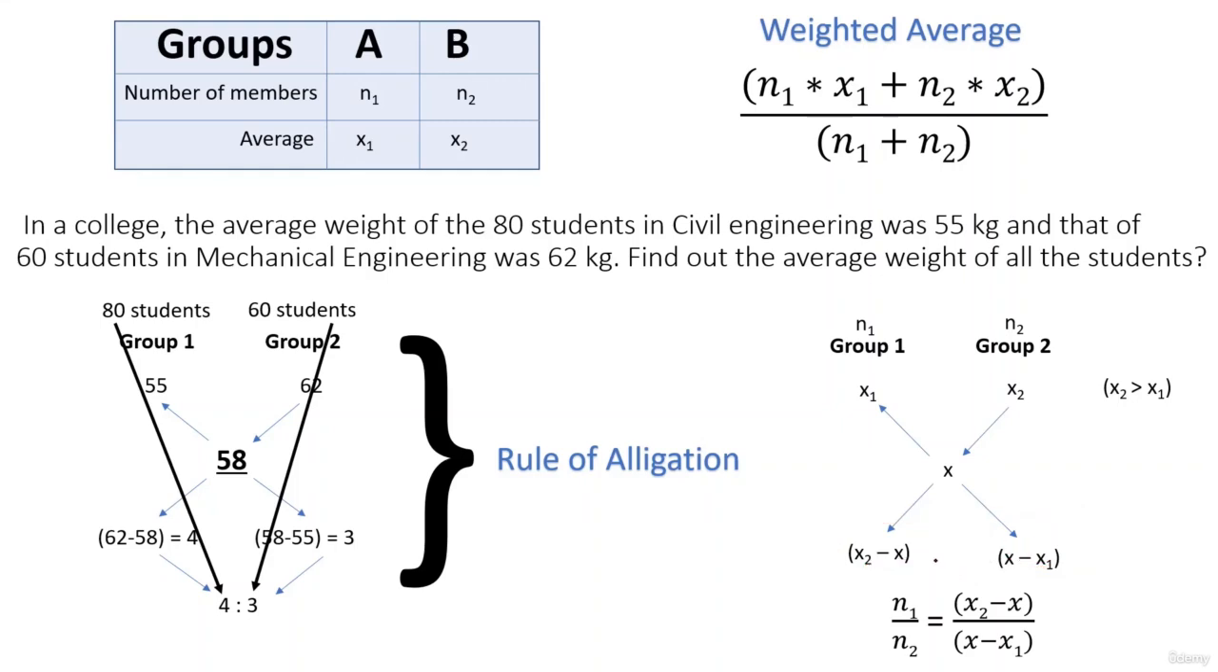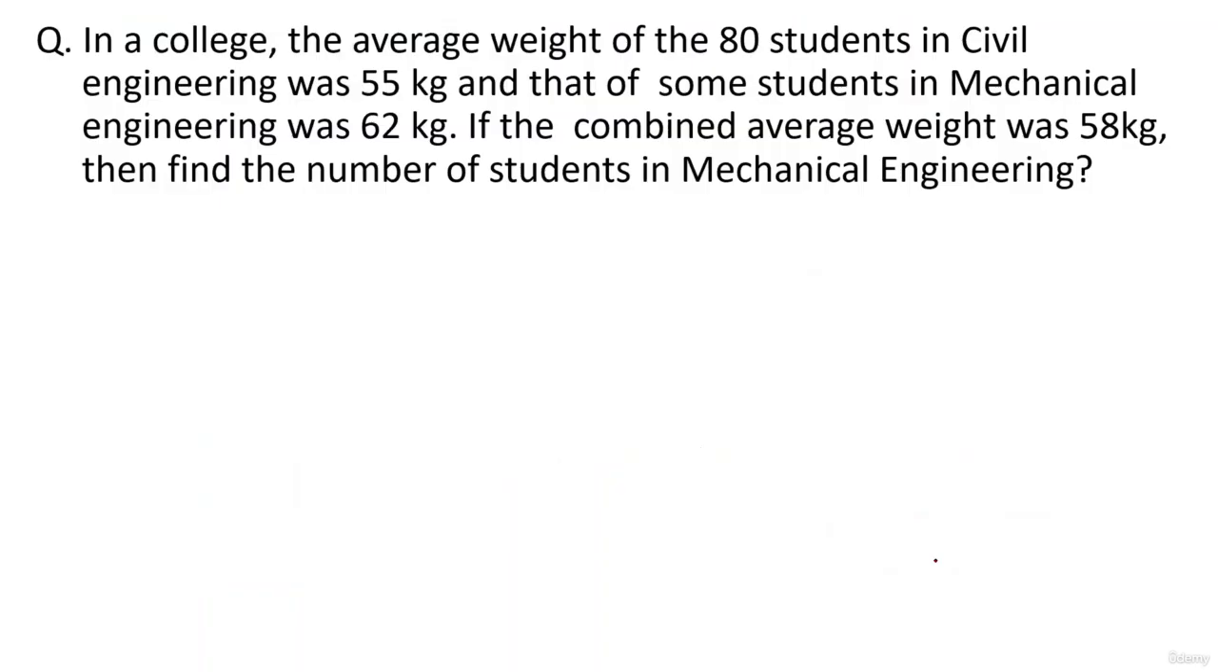Let's solve the first question based on this, so that you'll get clarity. It is very close to what we saw in the previous class. In a college, the average weight of 80 students in civil engineering is 55 kgs, and that of some students in mechanical engineering is 62 kgs. If the combined average was 58 kgs, find the number of students in mechanical engineering.